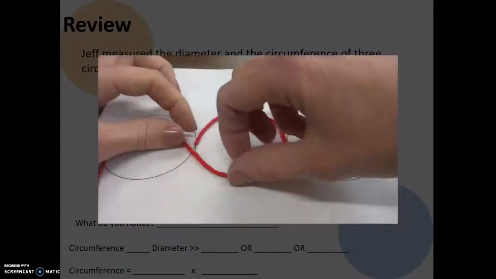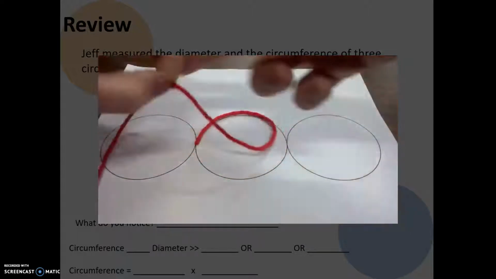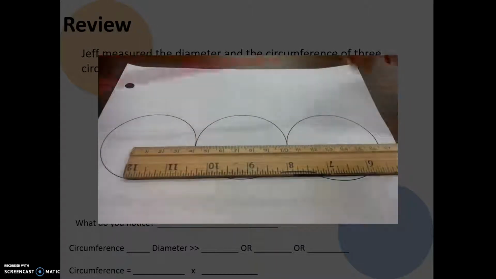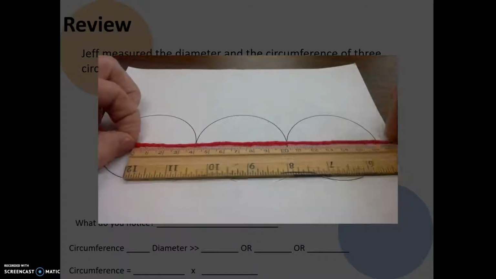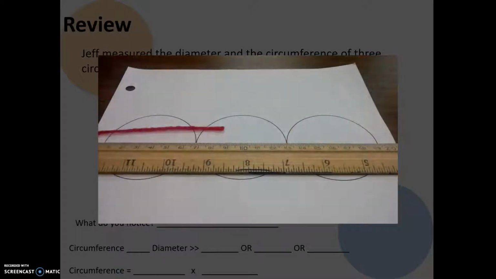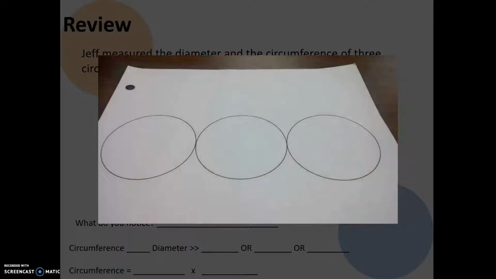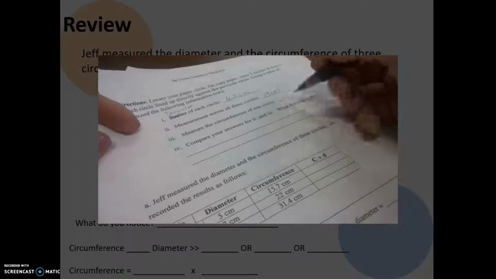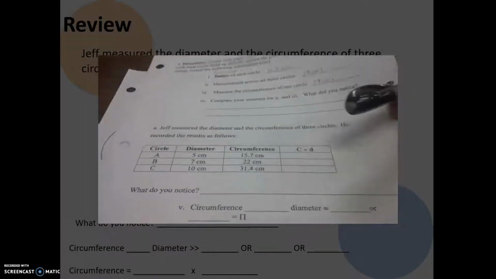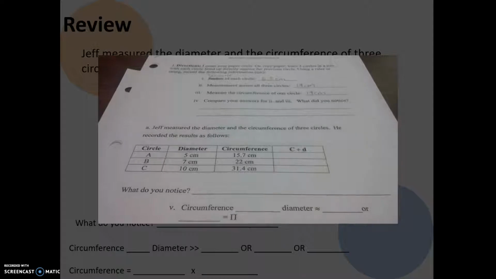All right, so I've got my string all the way around, and I'm going to pinch it where I measured. Okay, so let's put that on our ruler, and we're going to measure that now. And guess what? The circumference is 19. Huh. Well, that's pretty cool. So let's write that over here. The circumference of one circle is 19 centimeters. Isn't that interesting?